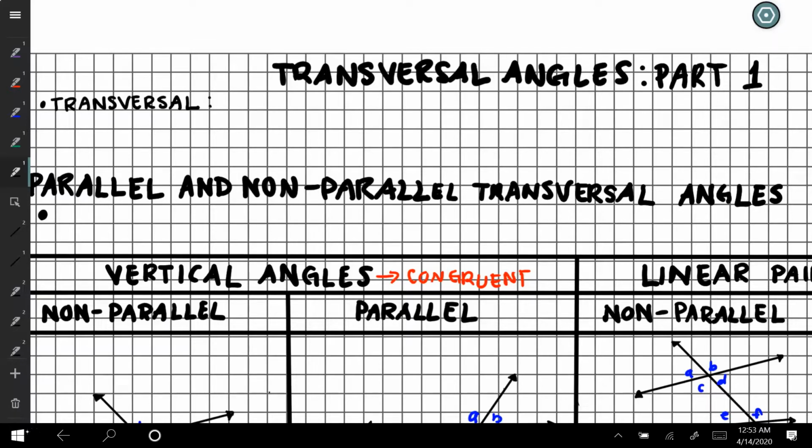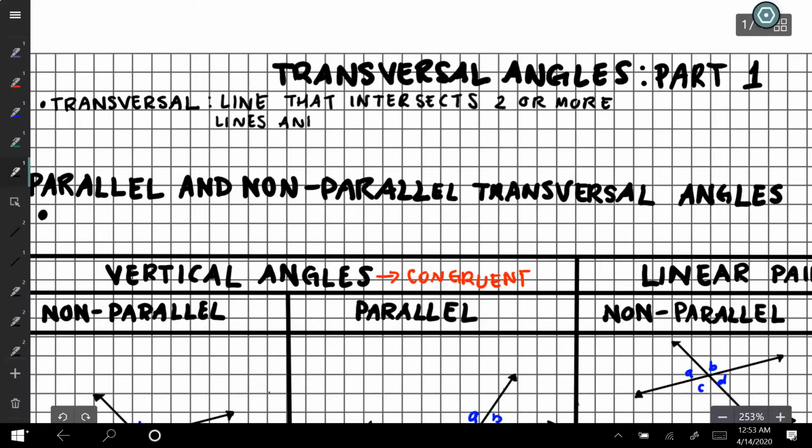So a transversal is a line that intersects two or more lines and forms different angles.